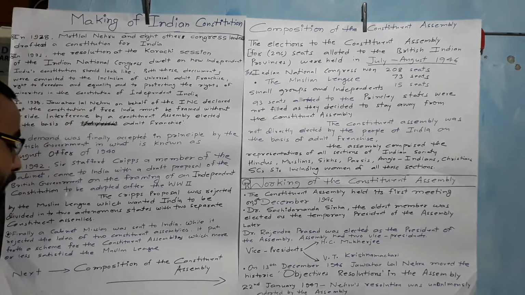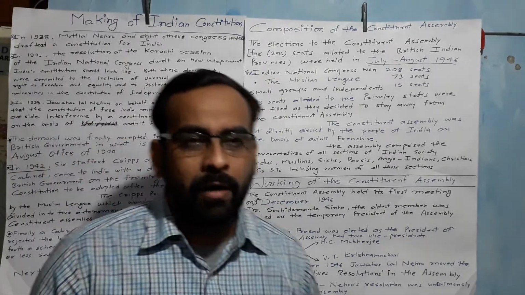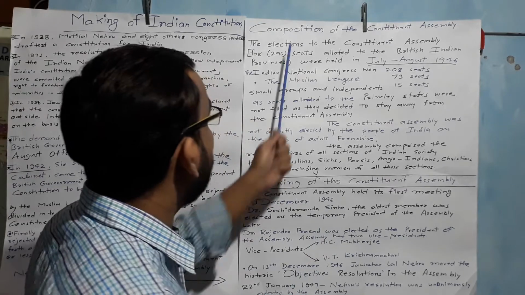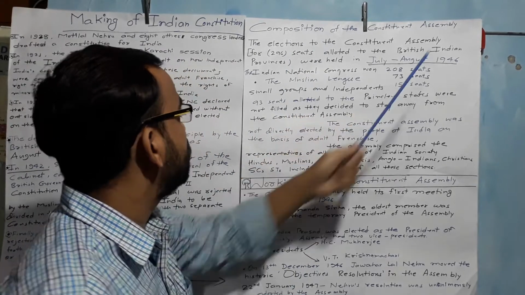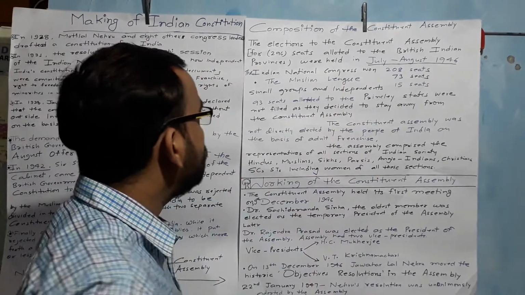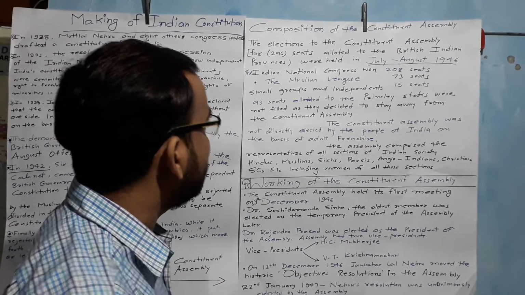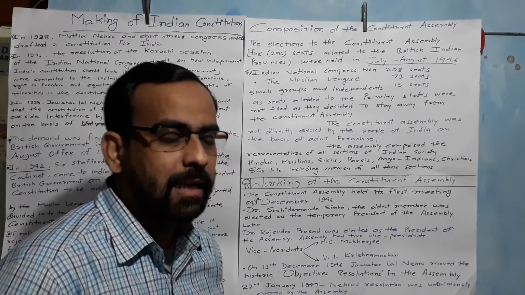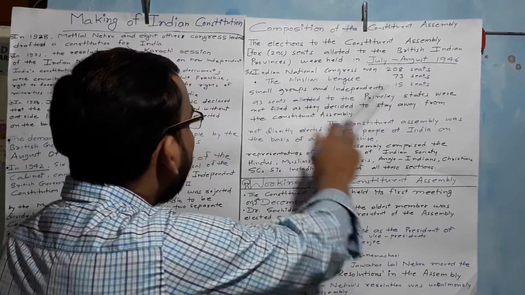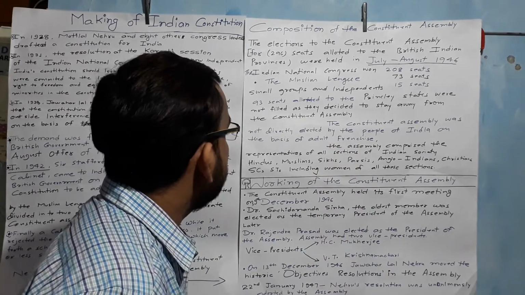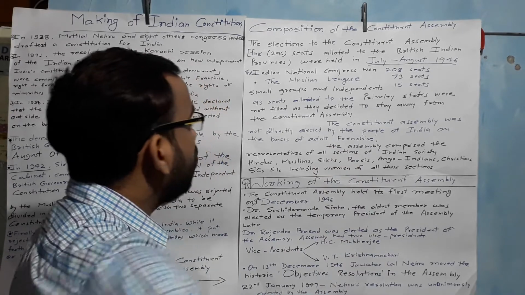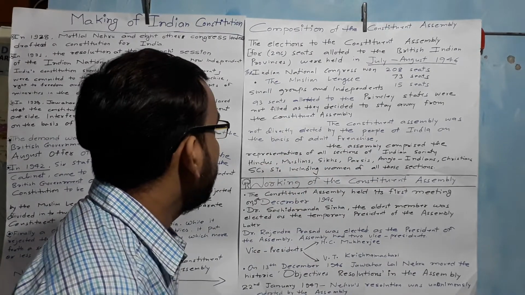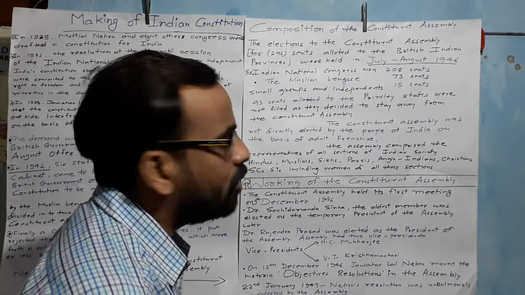Next topic: composition of the Constituent Assembly. In the constitution making process, the first step is the making of the Constituent Assembly. The elections to the Constituent Assembly for 296 seats allotted to the British India provinces were held in July-August 1946. The Indian National Congress won 208 seats, the Muslim League 73 seats, small groups and independents 15 seats. 93 seats were allotted to the princely states, but they were not filled as they decided to stay away from the Constituent Assembly.